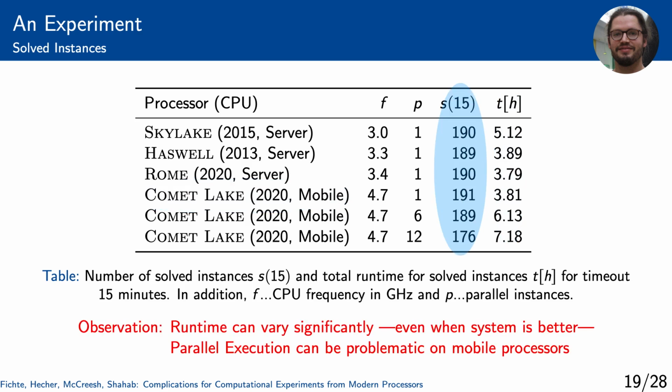In terms of number of solved instances, we can see that for a stable benchmark set, there is only a small difference. However, parallel execution can be problematic on mobile processors if we run many instances of the solver in parallel. The 8% difference in terms of solved instances can still be neglected.